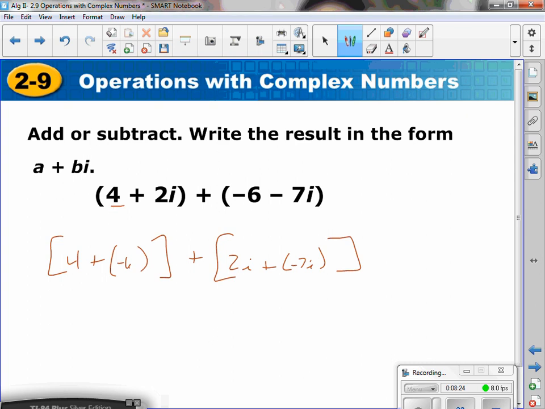The reals. What's 4 plus negative 6? Negative 2. What's 2i plus negative 7i? Negative 5i. And that's your answer.